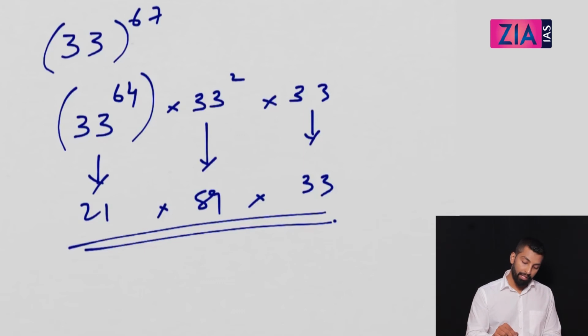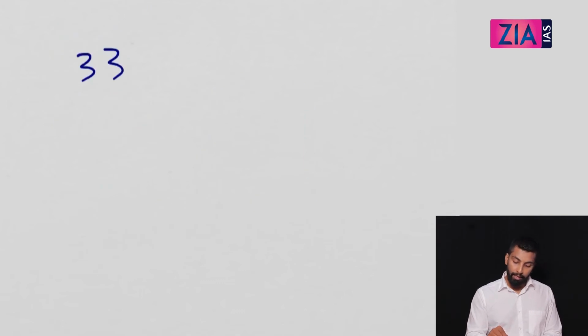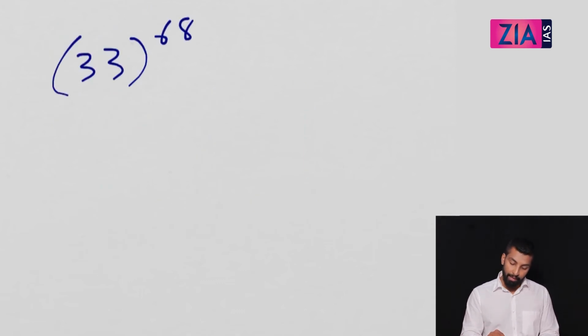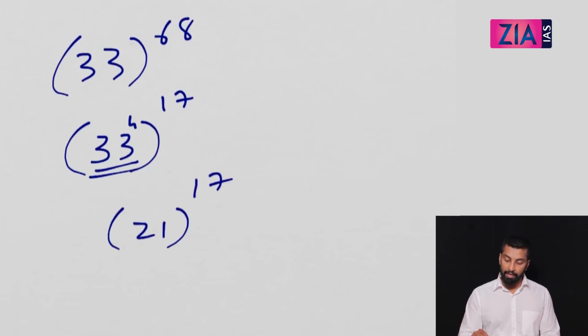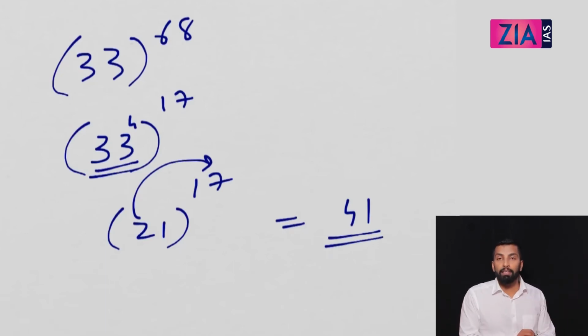Now, what will be the next question? Next will be 33 raised to 68. That is nothing but 33 raised to 4 raised to 17. No need to do anything. That is easy. So 33 raised to 4 will be ending in 21. Then 17 means 1, 2 into 7, 4. That will be ending in 41. I hope this is clear for all of you.